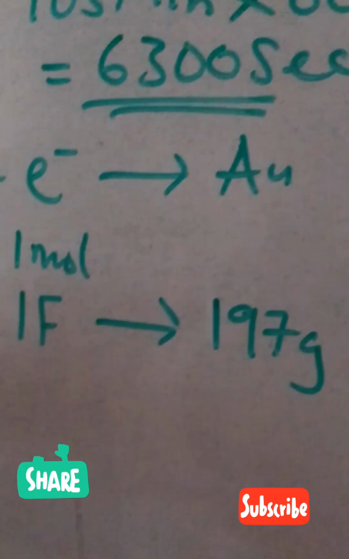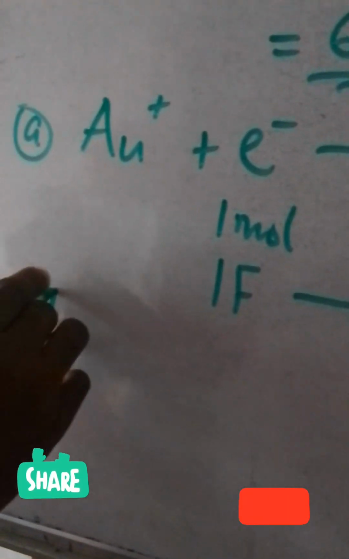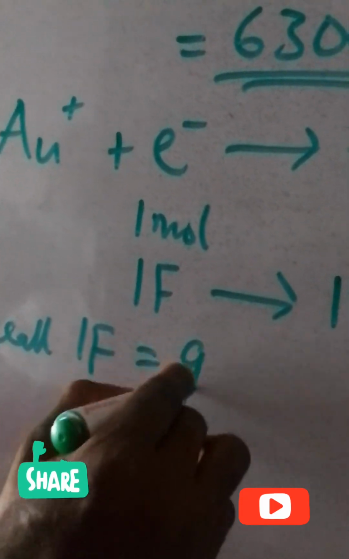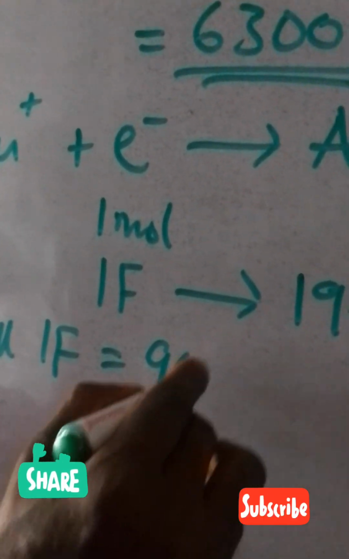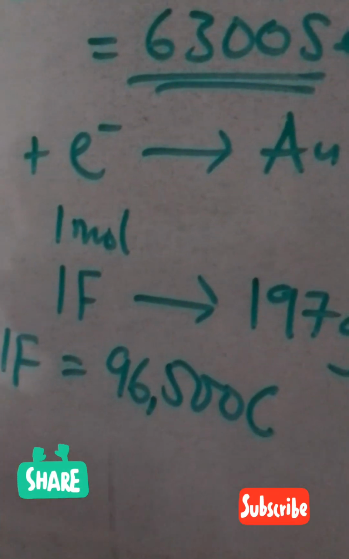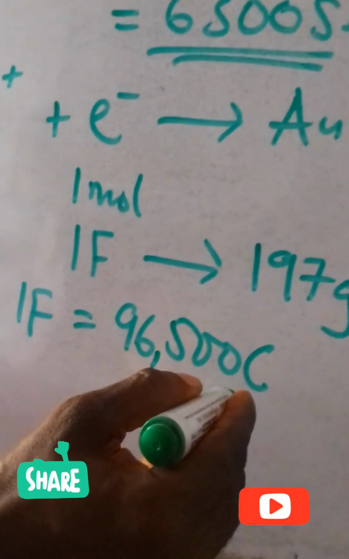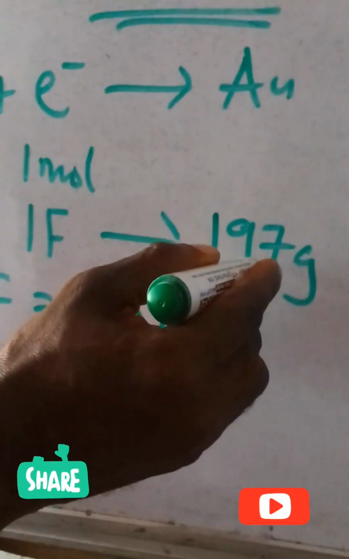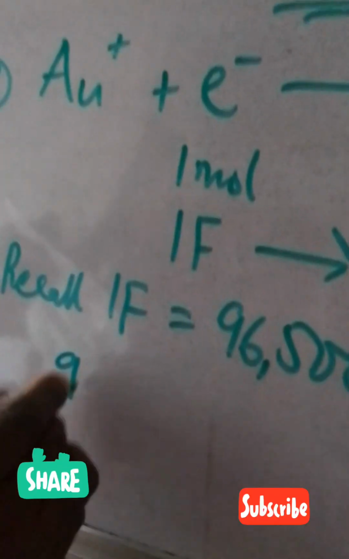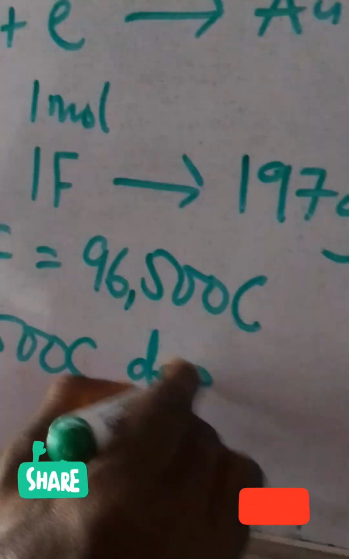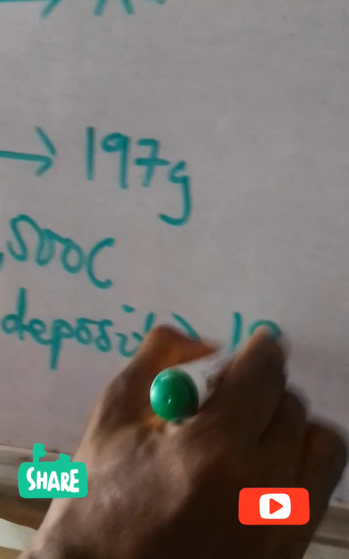Okay, but recall that 1 farad is equal to 96,500 coulombs of electricity. And this amount of charge is the one that deposited this gram. So we can say that 96,500 coulombs deposited 197 grams of gold.